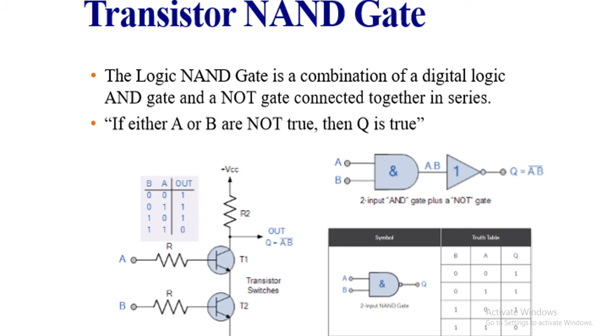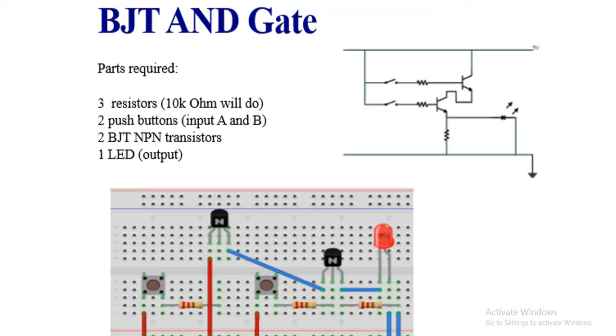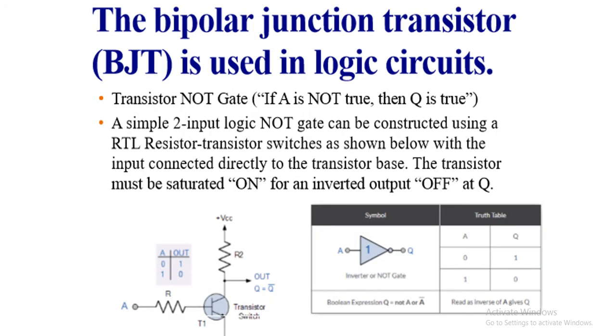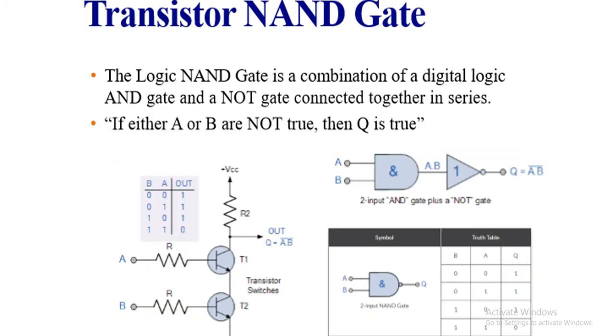Transistor NAND gate. The logic NAND gate is a combination of digital logic. Here NAND is an AND plus a NOT gate. So I will connect this one to this one, or we mix: we have a logic diagram, and then NOT. So this is the NAND gate.